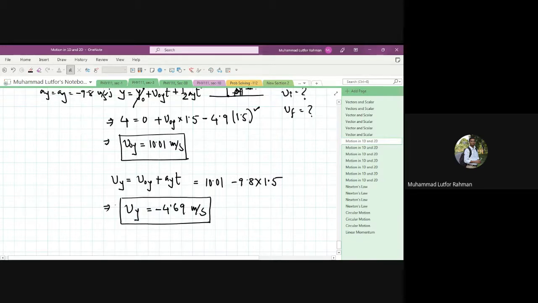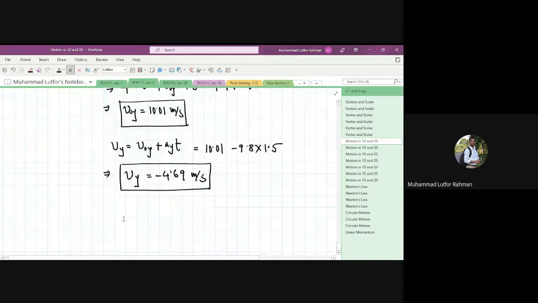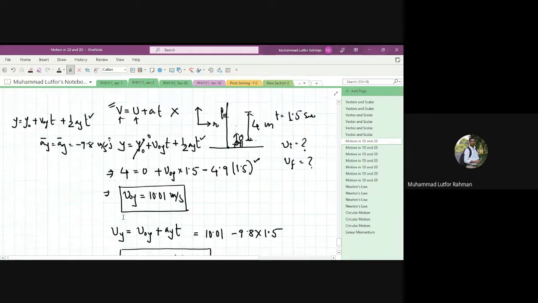Now, why this minus sign? What is the significance of this minus sign? We cannot neglect this minus sign over here. There is some significance to it. Yes, downward, that's why. This minus sign is telling us that when it was caught by your friend, the ball was moving downward.